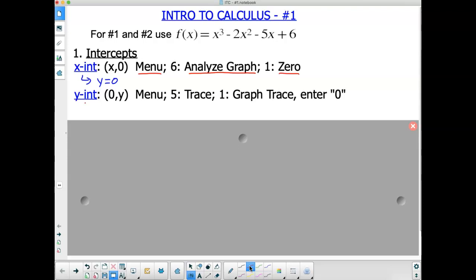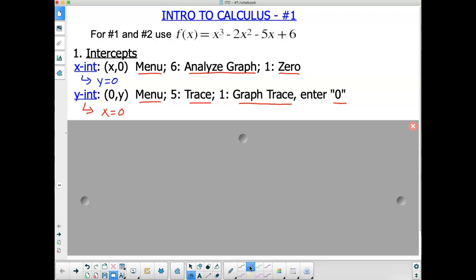Also, we're going to look for y-intercepts. Well, to find y-intercepts, that's when x equals 0 algebraically, and then you solve for y. Remember, you can only ever have one y-intercept, but you can have multiple x-intercepts. Well, that's menu, trace, trace graph, and after you hit trace graph, you're going to hit enter 0, okay? And that's going to take you straight to the y-intercept on your graph.